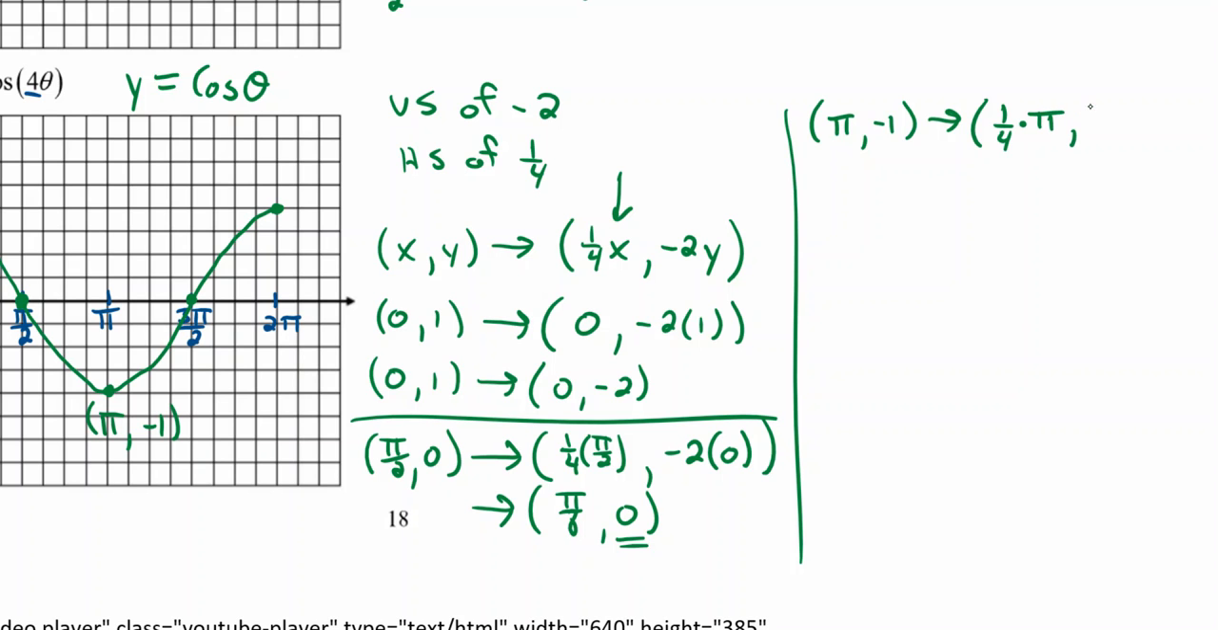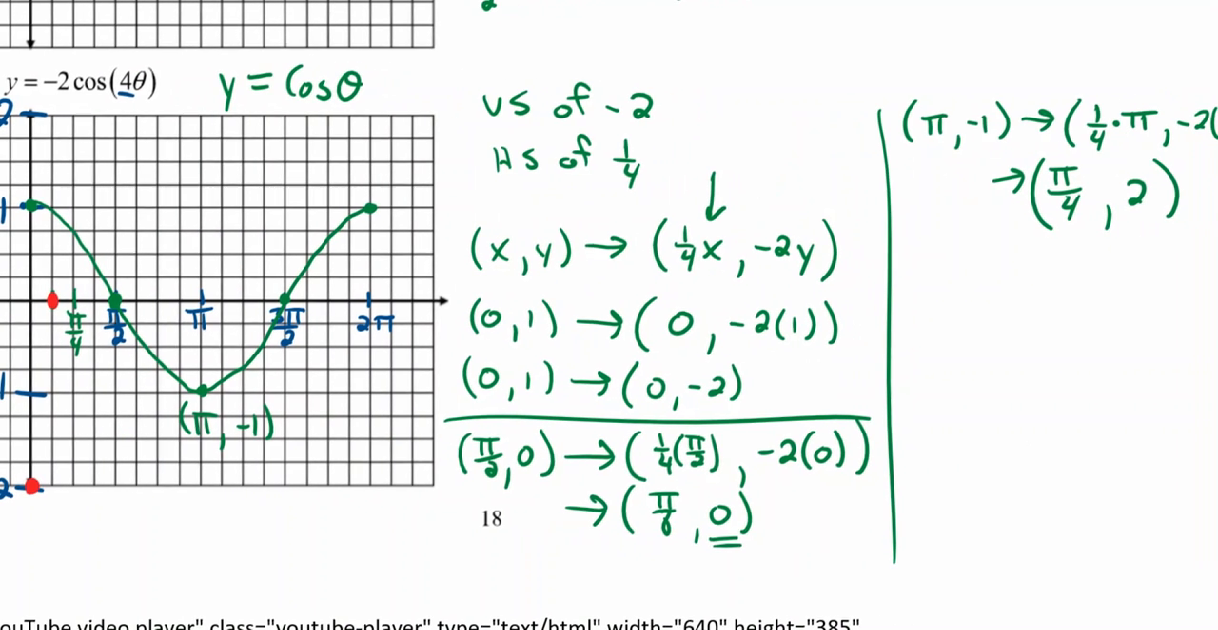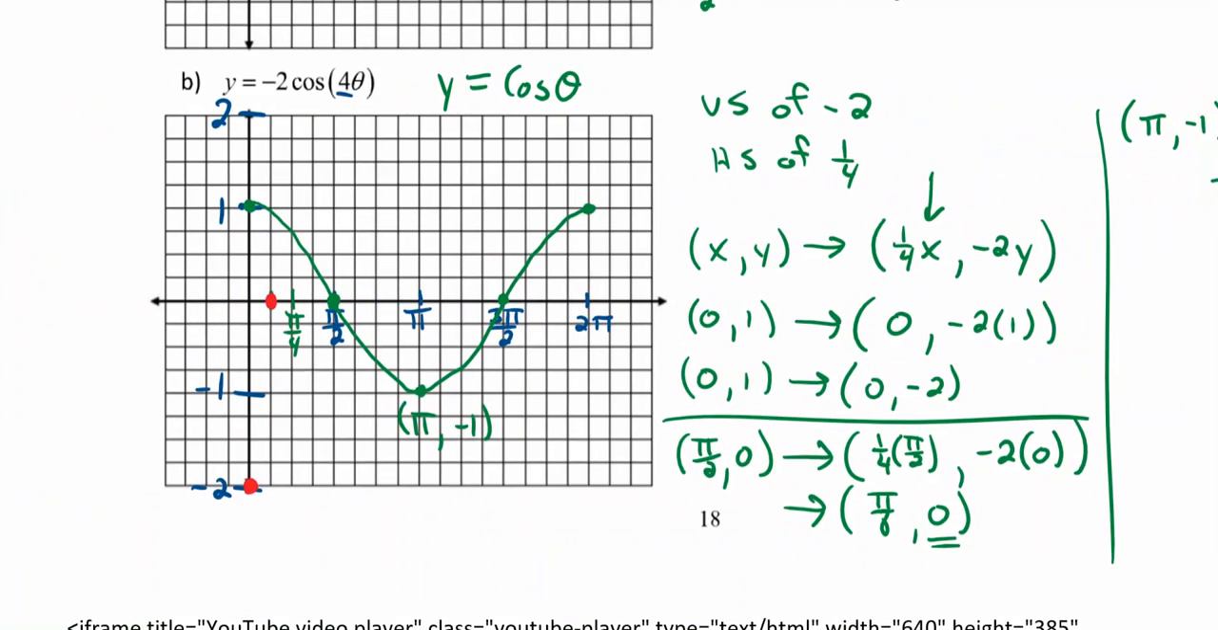And then comma, and then this is -2 times -1. So where does this become? This would be the point pi over 4, which we know where that is, comma, and then -2 times -1 is 2. That makes sense. That's going to be our new max, isn't it? It was the min before, and now that'll be the new max. So where is that? So pi over 4, 2.